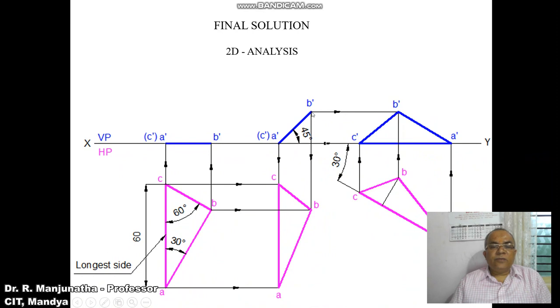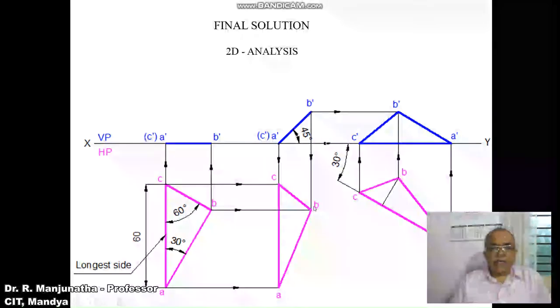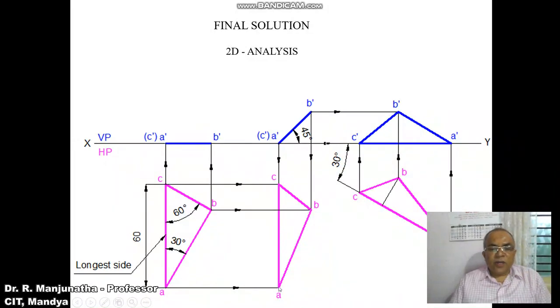Similarly, you draw a vertical projector from B dash to the top view and draw a horizontal projector from the first position top view. Both will intersect at this point, and you mark this point as B. Then join A to B, B to C, and C to A with dark lines.